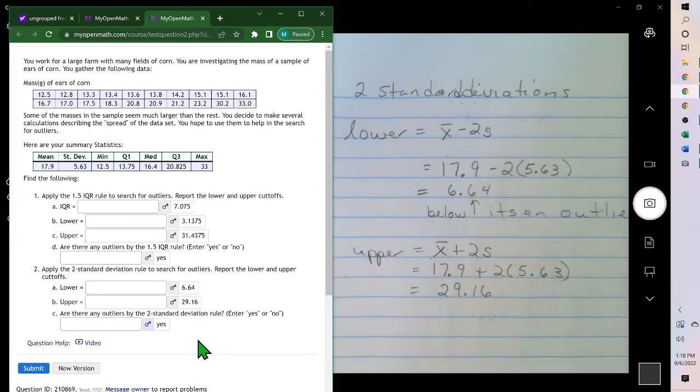And we know there was a value larger than that. It was the 33. So there are outliers. The lower value, below 6.6, our lowest was 12.5. So there is none below this, but you still had an outlier here that was 33, which is greater than 29.16.